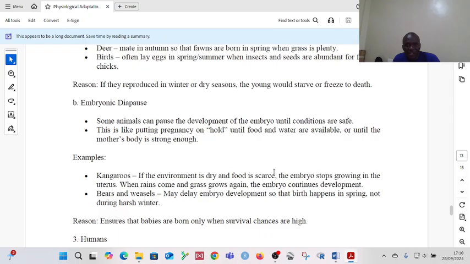If the environment is dry and food is scarce, the embryo within a kangaroo will stop growing in the uterus. When rains come and grass grows again, then the embryo can continue its development. In the bears and the weasels, they may also delay the development of the embryo so that they can only give birth during spring, but not in the harsh winter. The importance of this embryonic diapause is that it helps to ensure that the babies are born only when the chances of survival are high.